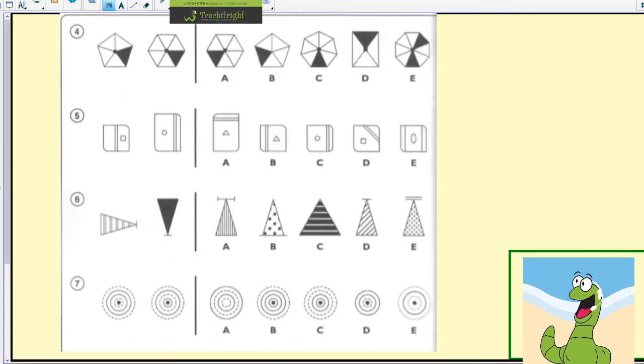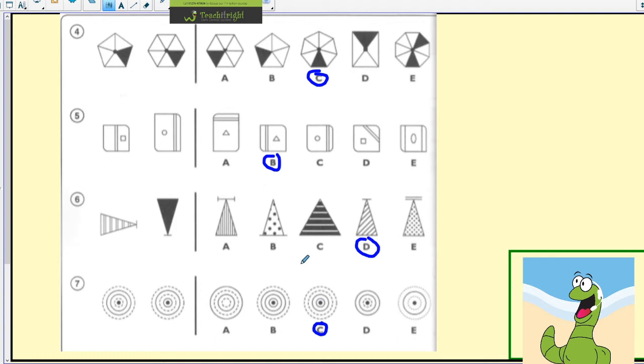Right, next page. We have 4 is C, 5 is B, 6 is D, and 7 is C. Let's just go and talk through them.